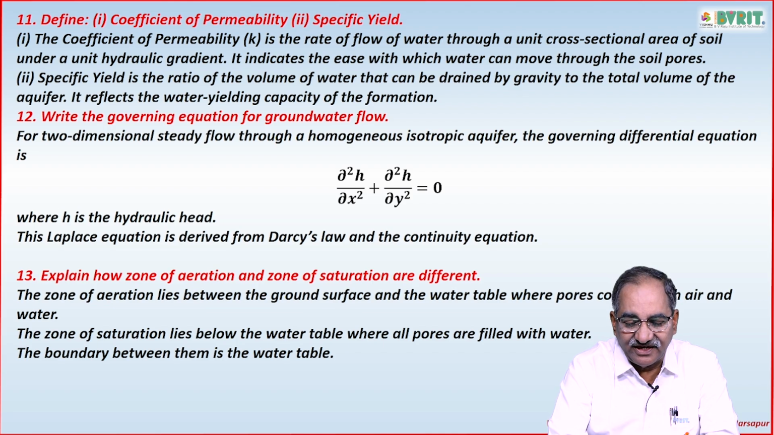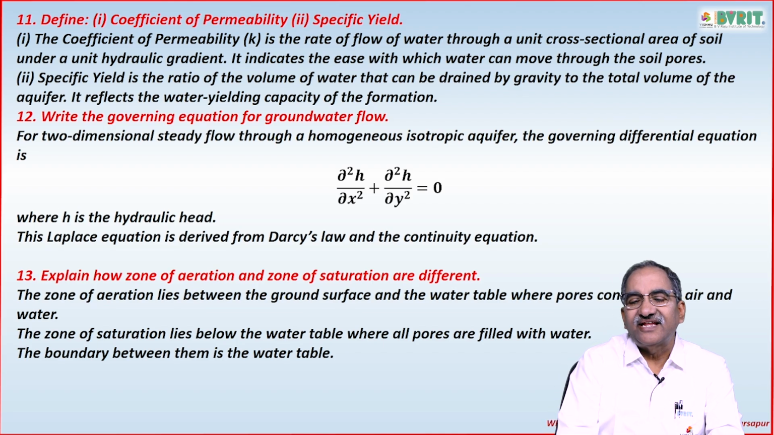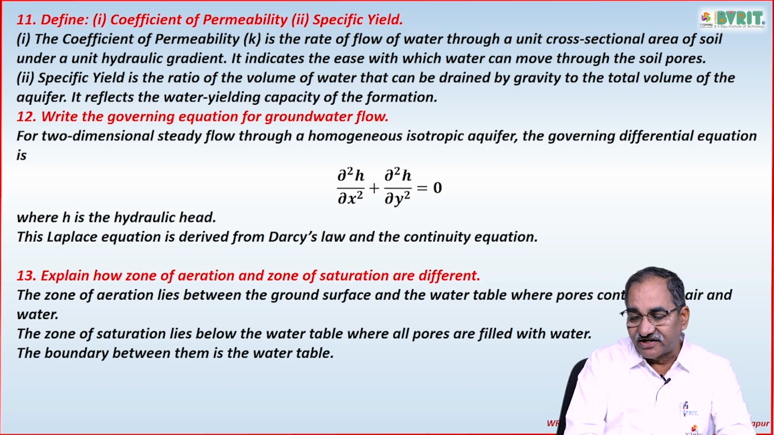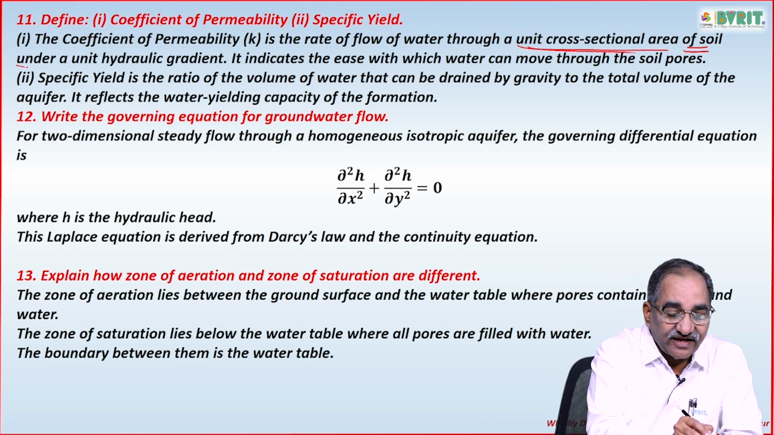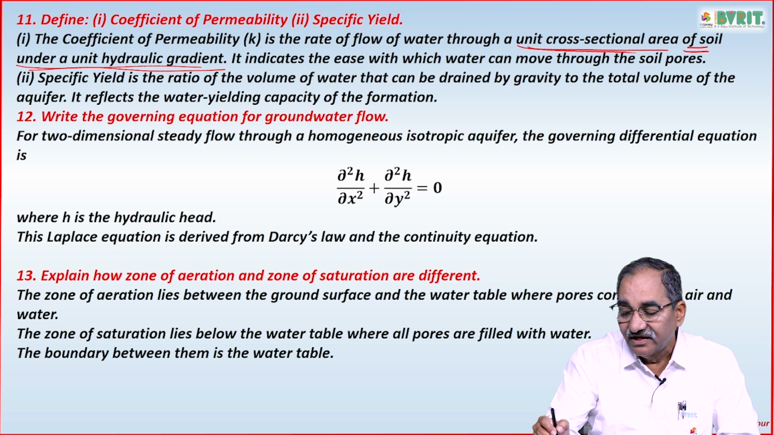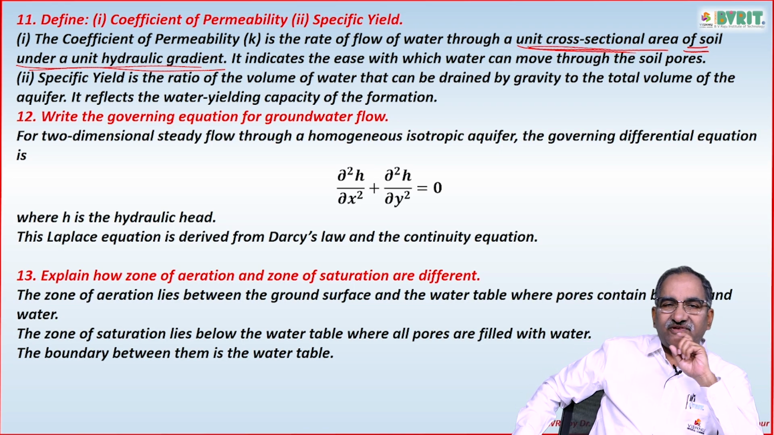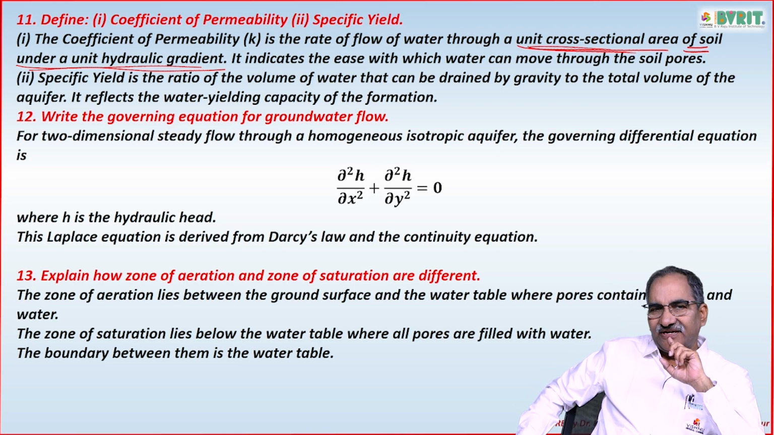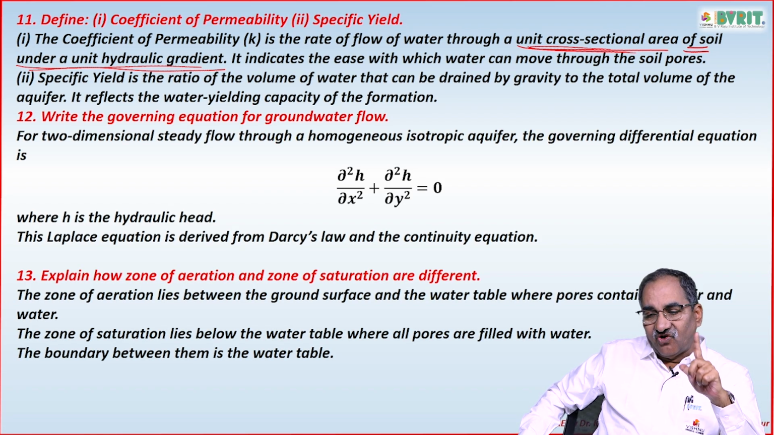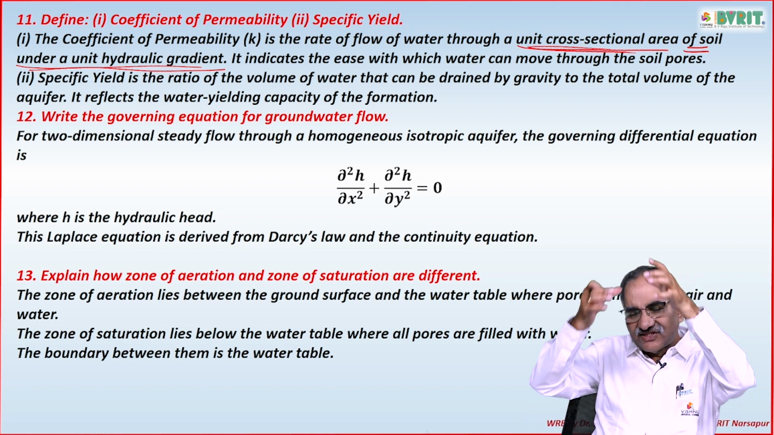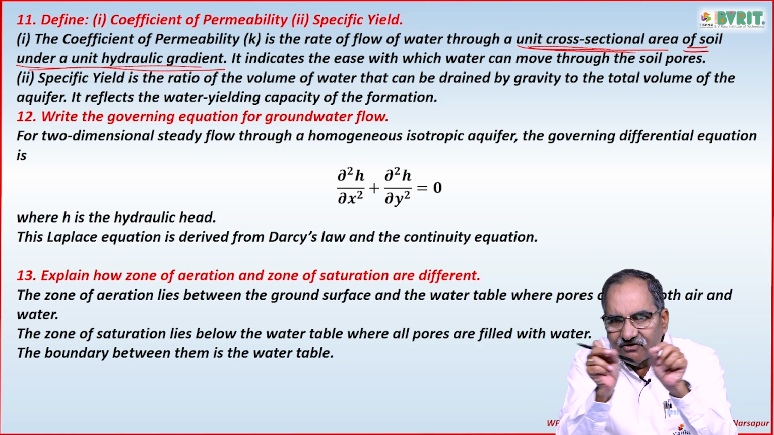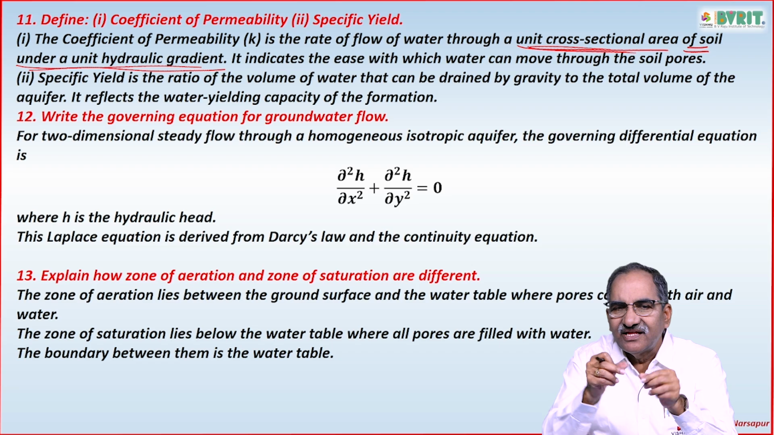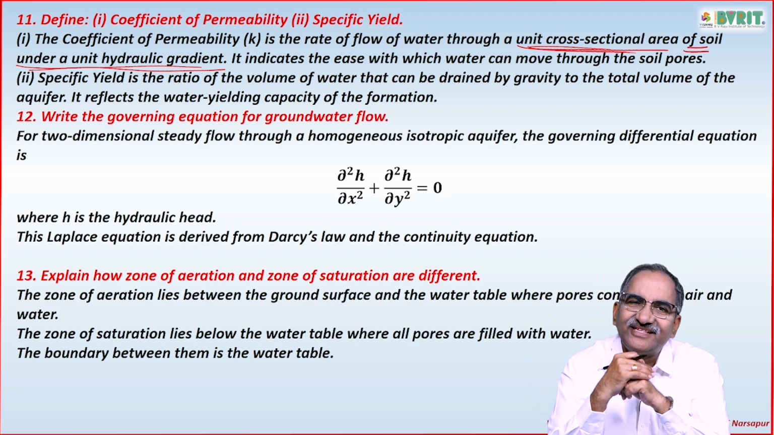Coefficient of permeability is represented by K, and it is nothing but the rate of flow of water through a unit cross-sectional area of soil under a unit hydraulic gradient. What is the difference in definition between the coefficient of permeability and the coefficient of transmissibility? That is also the rate of flow of water through a soil of unit width, 1 meter, right? Because there the thickness is fixed.